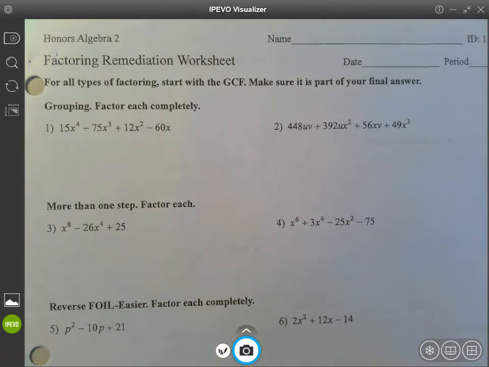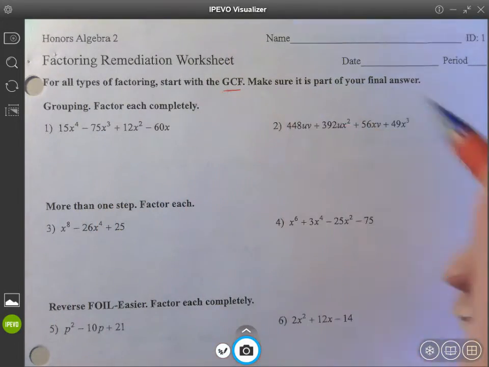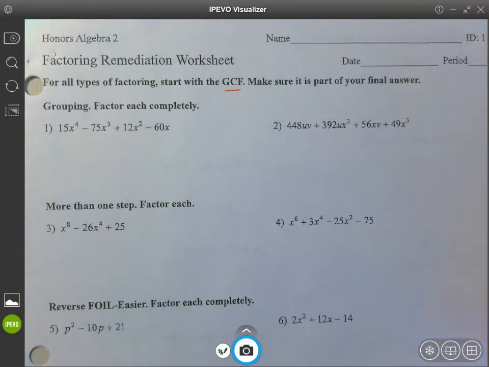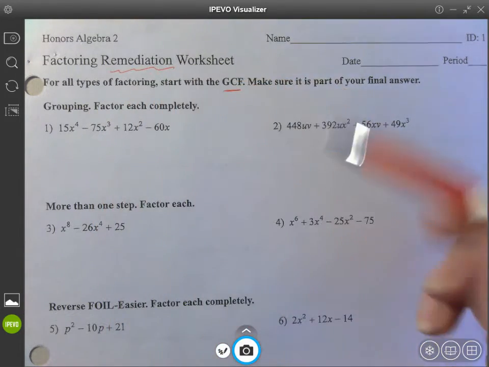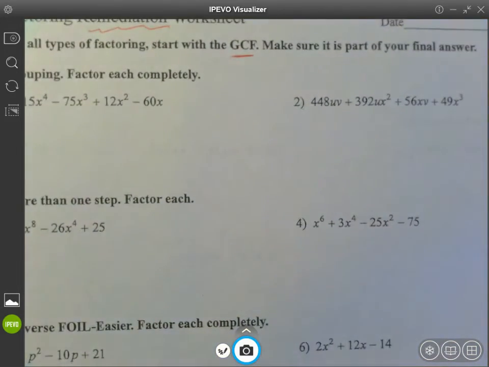All right, so we're looking at this factoring remediation worksheet. And it says as a reminder, for all types of factoring, start with the GCF and then make sure you don't lose it, is sort of what that's reminding you of. And so why this is called a remediation worksheet is we're breaking down each concept specifically. So let's go ahead and dig in.